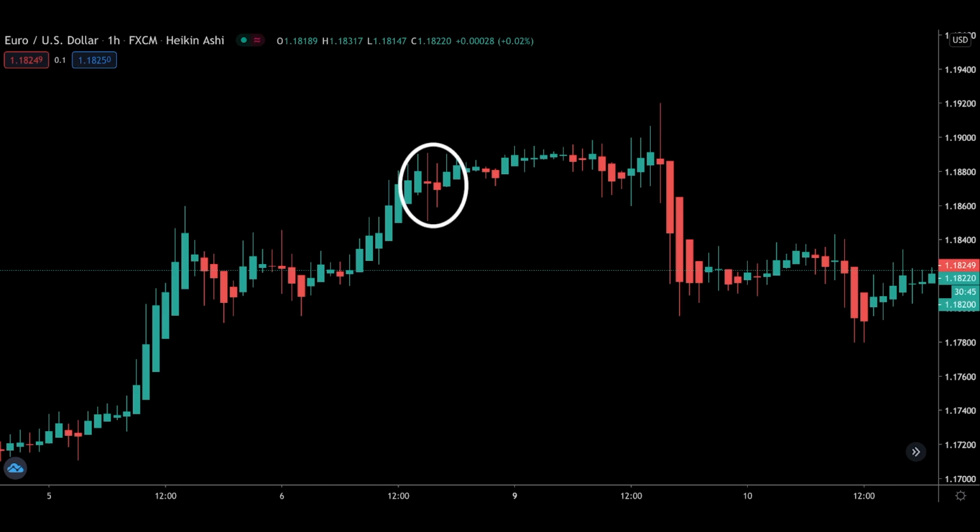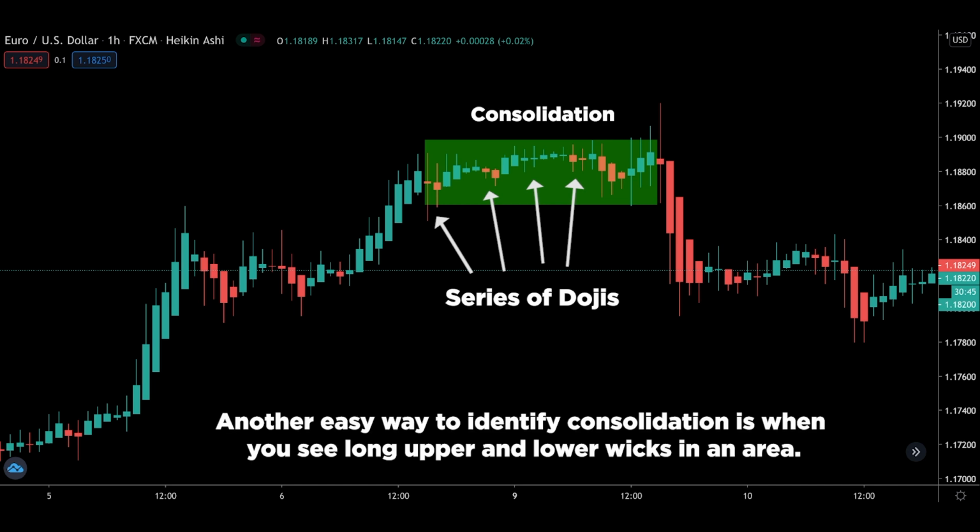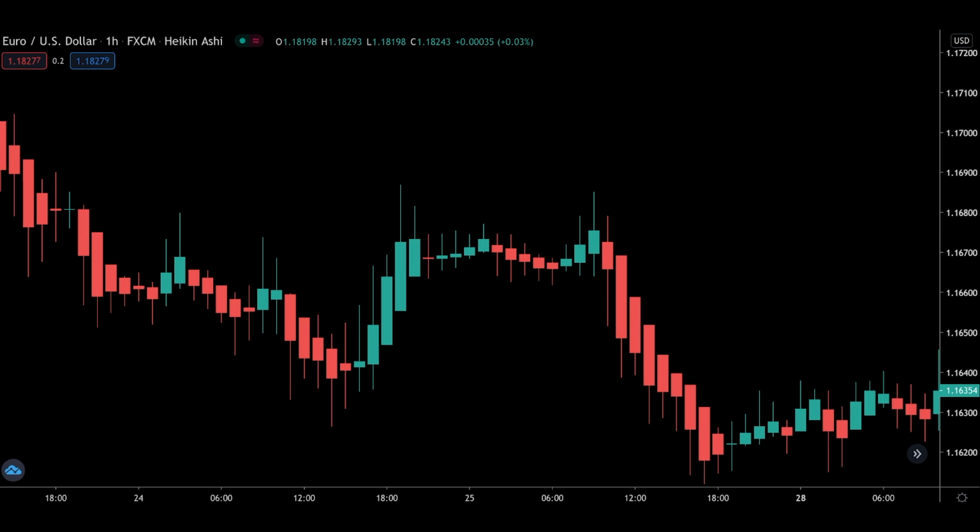If you were to see a doji such as this emerging after an uptrend or downtrend, that's a sign of possible reversal. And if you were to see a couple of Heiken-Ashi dojis happening, the Heiken-Ashi automatically identifies it as a consolidation. Another easy way to identify consolidation is when you see long upper and lower wicks in an area. Let me show you more examples of this to help you understand how it works.